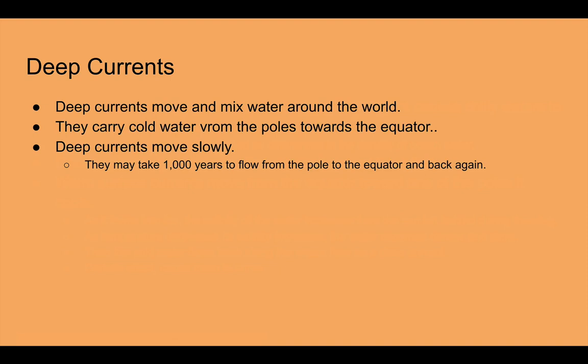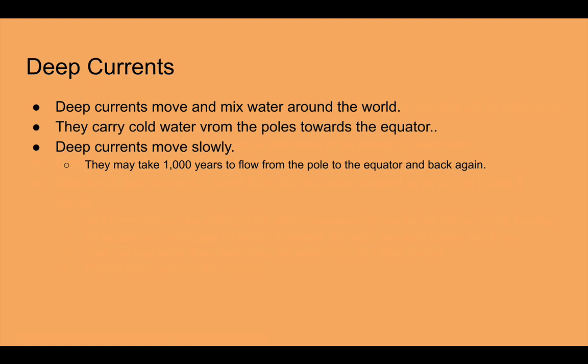Now, deep currents move and mix water around the world. Okay, so this is one of the ways that we mix up the ocean. They carry cold water, sorry about the typo, from the poles towards the equator. These deep currents are moving very slowly. Okay, so this isn't something that happens very fast. It may take like 1,000 years to flow from the pole to the equator and back again.